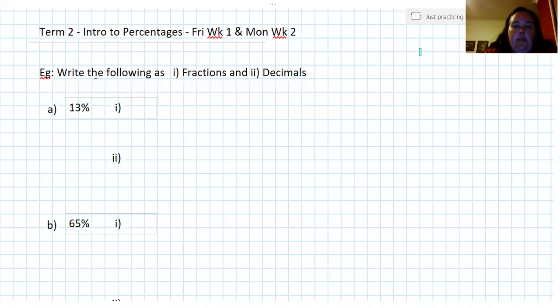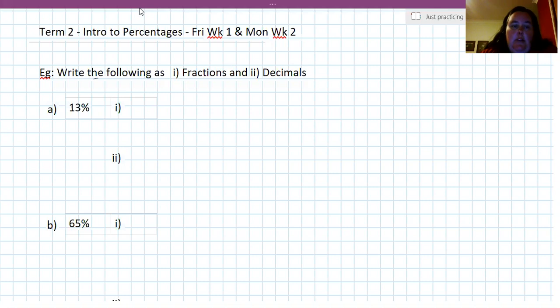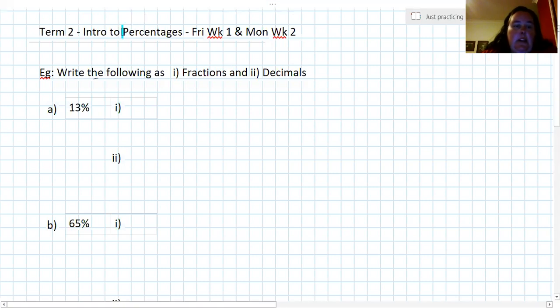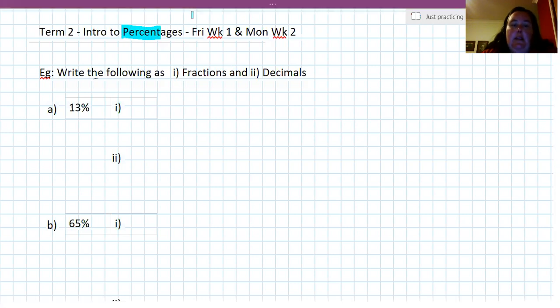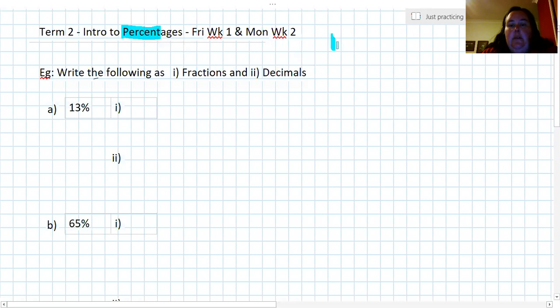Okay, here we are. New topic is percentages. Now let's have a look at this word percent. This word here, percentages. This percent, what does that mean? It means out of 100. So when we want to write this, look at the percent symbol.